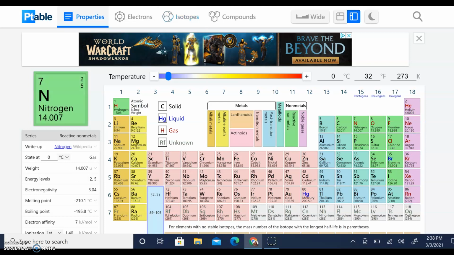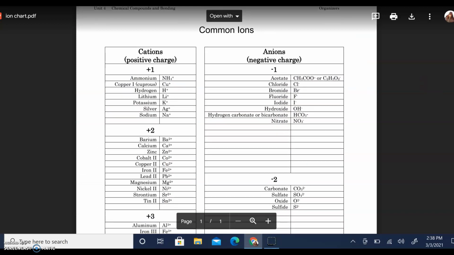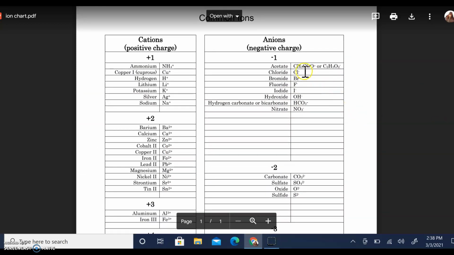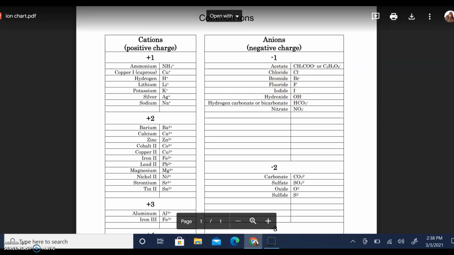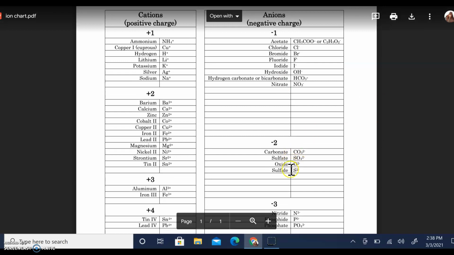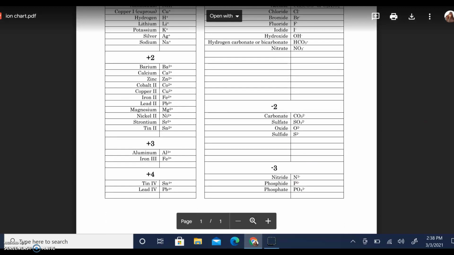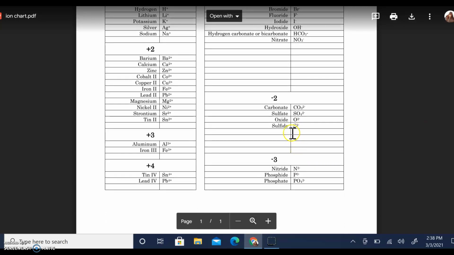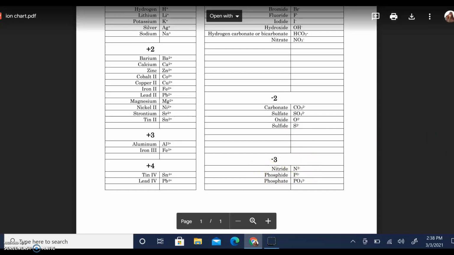And the noble gases don't usually bond or take charges. So let's look at the ones we have to memorize. Here we have chloride, bromide, fluoride, and iodide. All of those you could get off the periodic table. Down at the -2 charge, we have oxygen as oxide and sulfur as sulfide, which is S2-, and then nitride and phosphide are 3-.